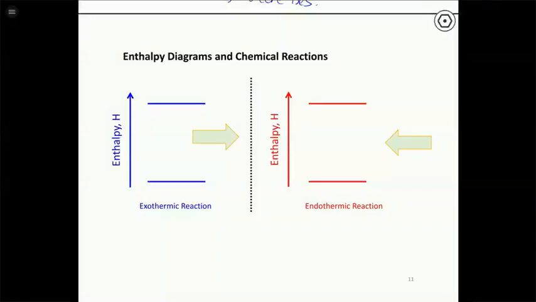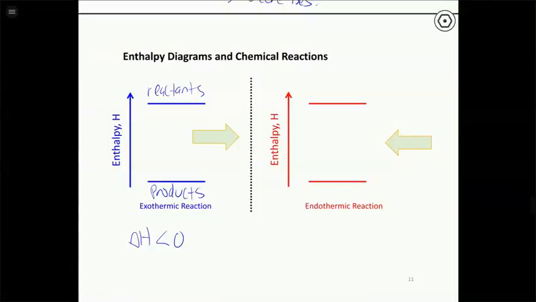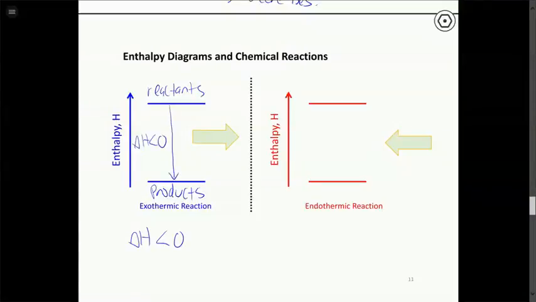So for an exothermic reaction, that means that delta H is less than 0. That means the reactants have more enthalpy than the products. So if enthalpy is decreasing, that means the enthalpy of the reactants is higher than the products. And then the heat from this reaction is going to leave the system. So whenever we have an exothermic reaction, heat is released from the system, and that causes the temperature of the surroundings to increase. And then we have the opposite story for an endothermic reaction.